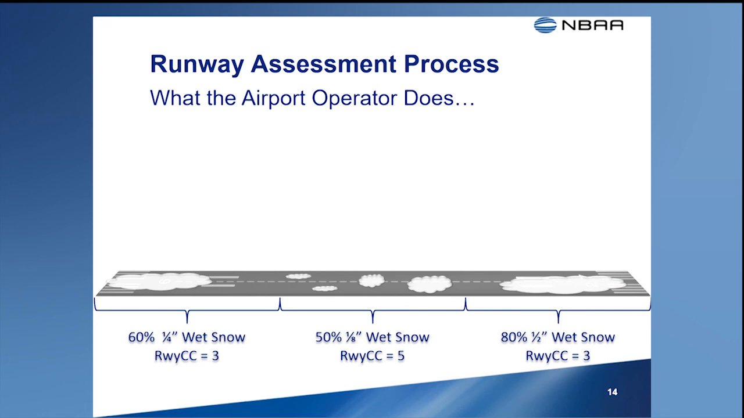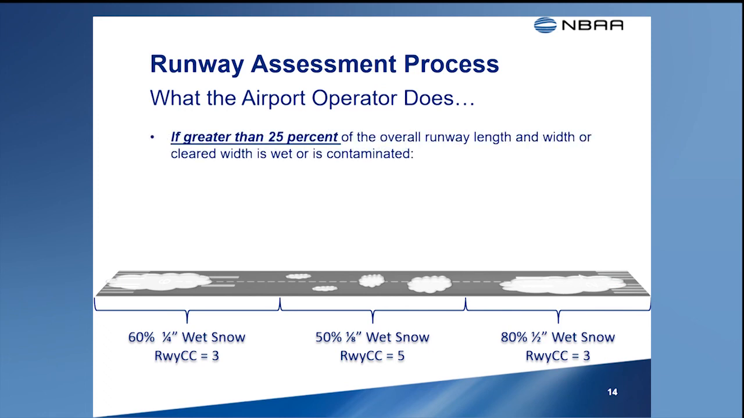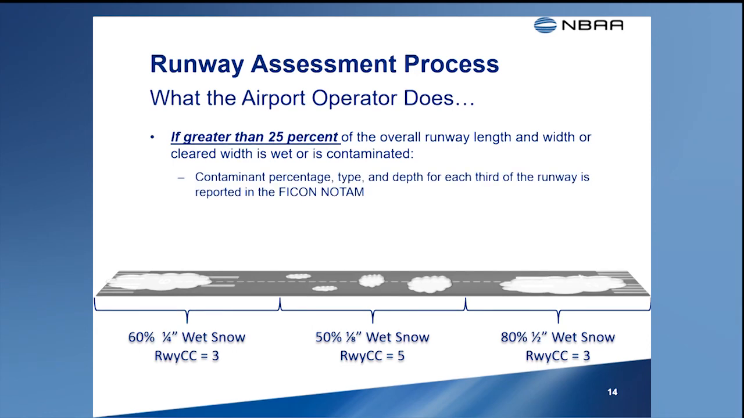However, if the airport operator determines that overall coverage is more than 25%, then a runway condition code needs to be assigned to each third of the runway. The FAA's NOTAM system will assign a runway condition code for each third based on the reported contaminant type and its depth. A runway condition code alert is generated to tell pilots and airplane operators that the runway is no longer dry and that takeoff or landing performance is likely to be impacted by runway conditions.